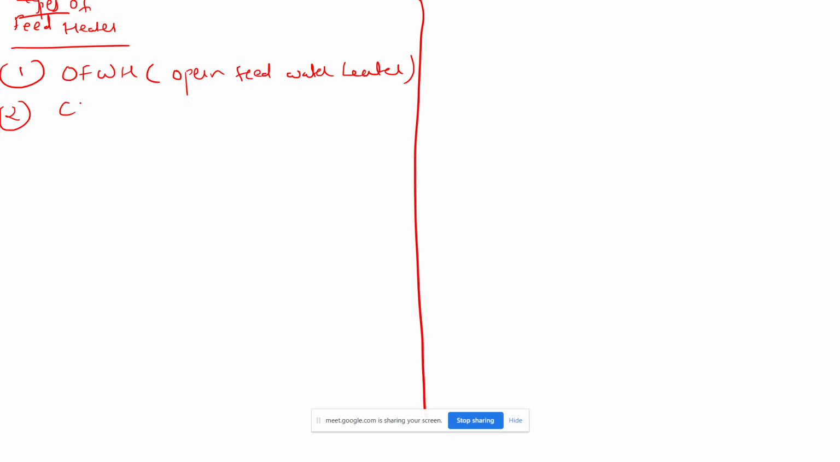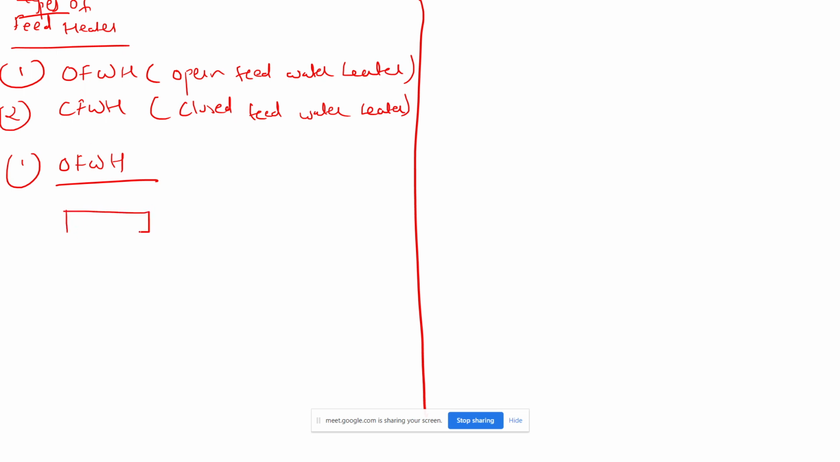Second one is the closed feed water heater. Okay, so in the first one, the open feed water heater, we'll first draw the diagram. Suppose this is the boiler, this is point 1, and the quantity of steam here is 1 kg. Suppose the steam is 1 kg.